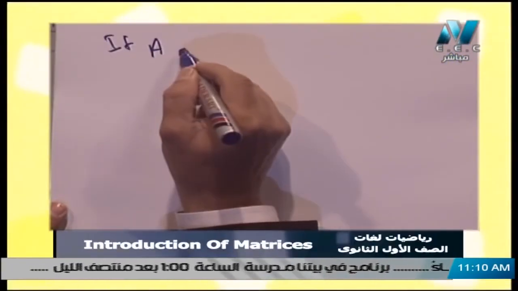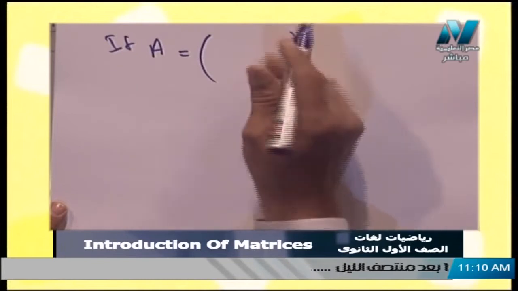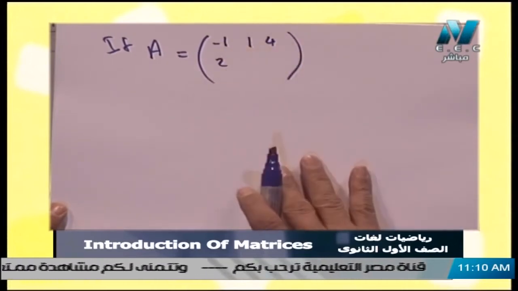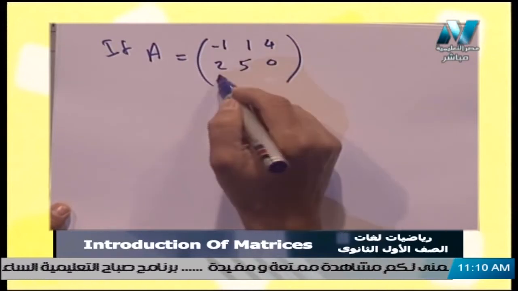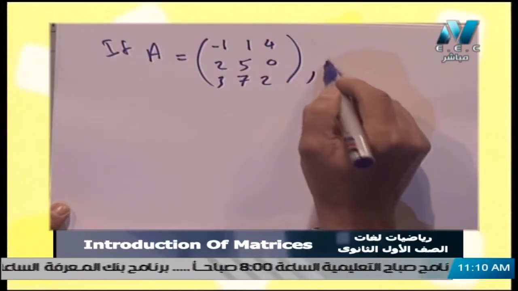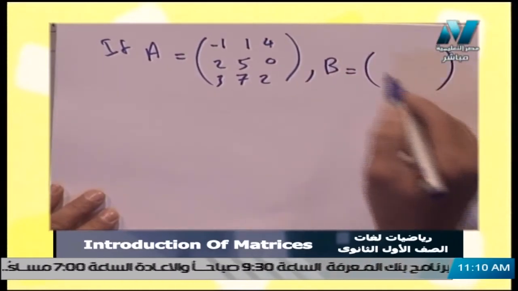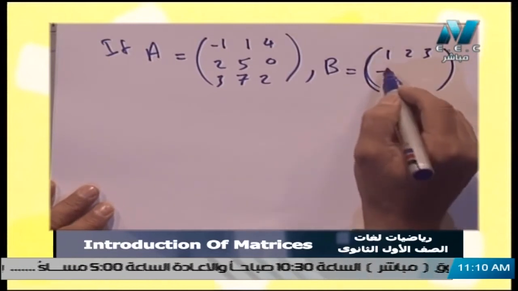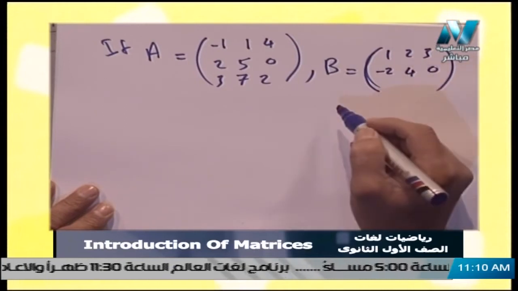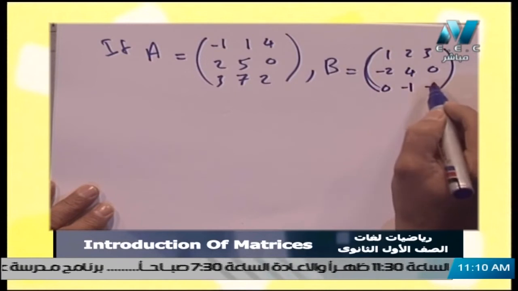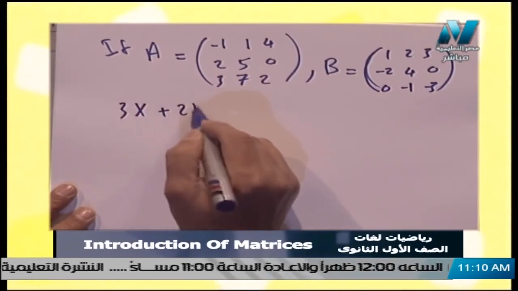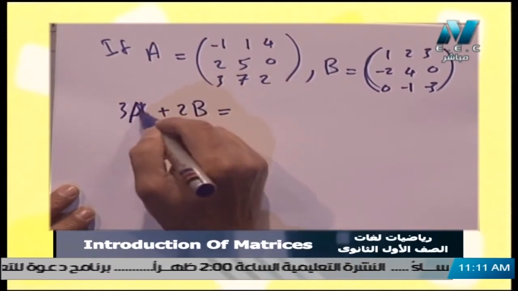Let's move to some questions here. If A equals this matrix: negative 1, 1, 4 for the first row, 2, 5, 0, 3, 7, 2, and we have another matrix here like that, 1, 2, 3, another row negative 2, 4, 0, 0, negative 1, and negative 3. We would like to find 3A plus 2B.